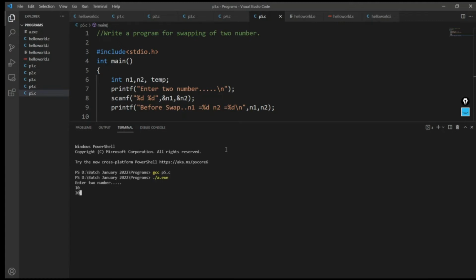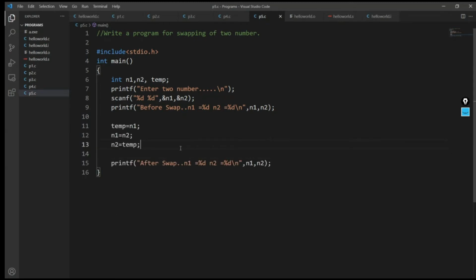So I will enter two numbers, 10 and 20. Before the swap it is 10 and 20, and after the swap it is 20 and 10. Now we will move to another concept, that is using an arithmetic operator. Without using a temporary variable, how can we swap data?